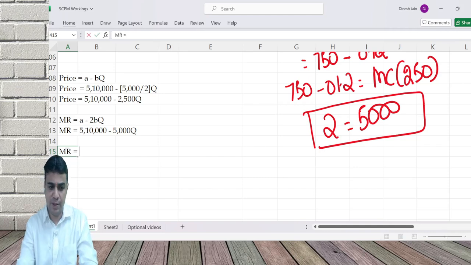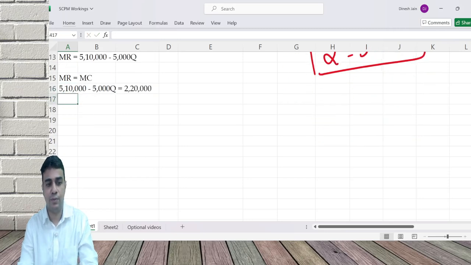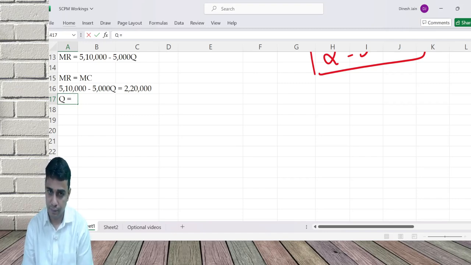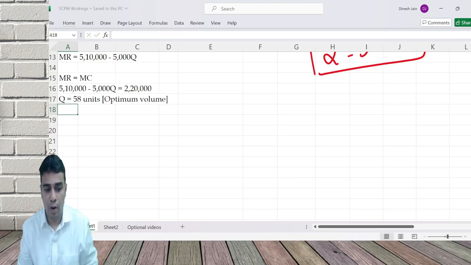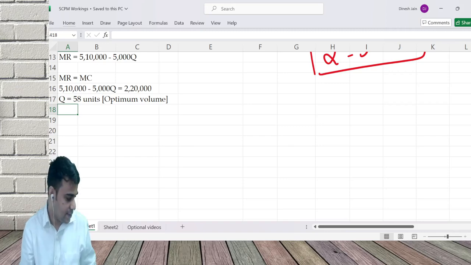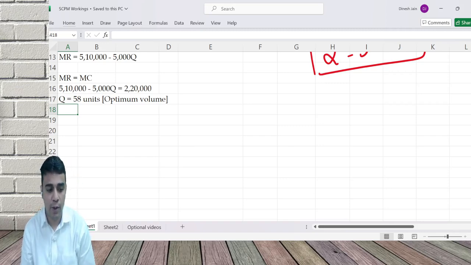Marginal revenue equal to marginal cost. 5,10,000 minus 5,000 Q. What is the marginal cost? 2 lakh. Get the answer to Q. Optimum volume. Optimum volume is 58 units.